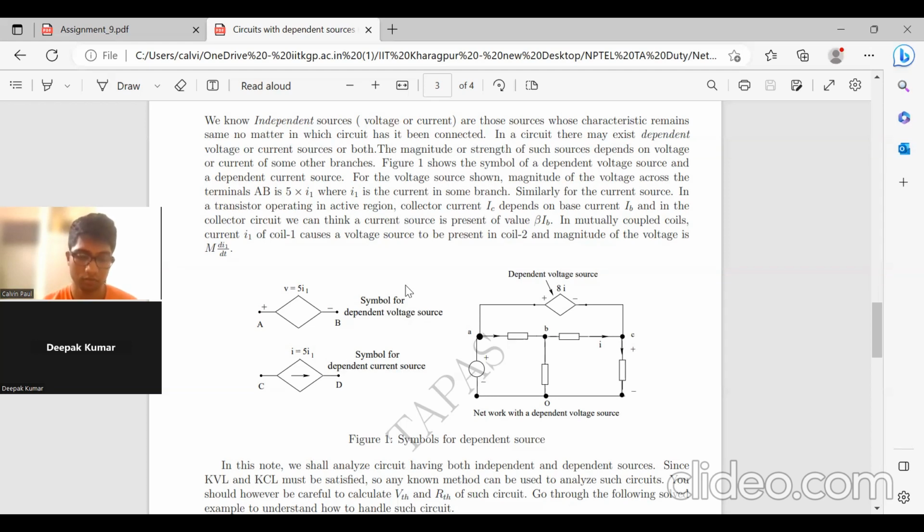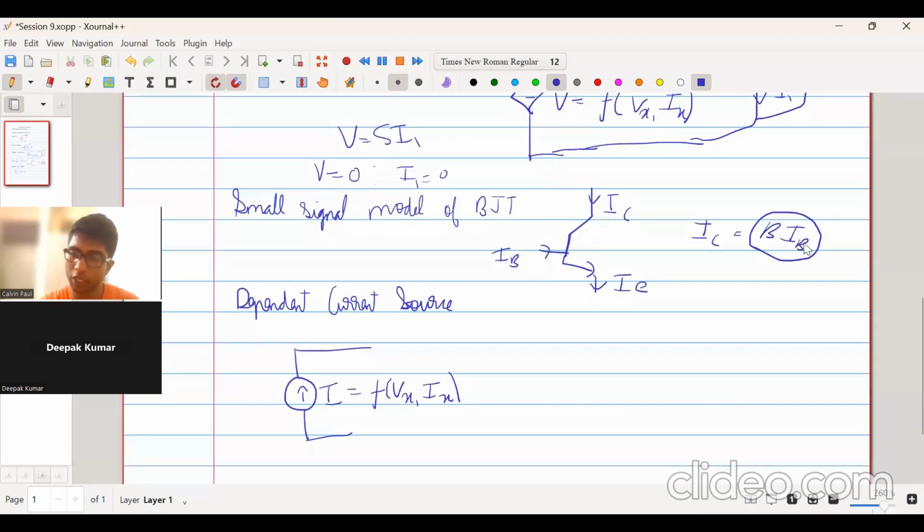Hello. Yes, sir. Sir, your voice was not coming now. Oh, now it's clear. Sir, I only heard up to beta IB. Yes, as I told you, in the transistor the collector current is equal to beta into IB, so you can represent the collector current as a dependent current source whose magnitude is beta into IB.